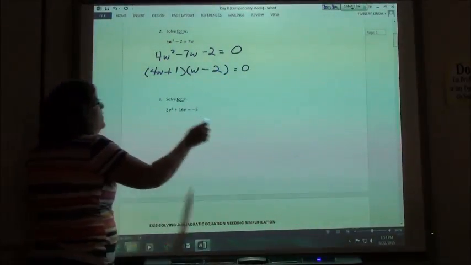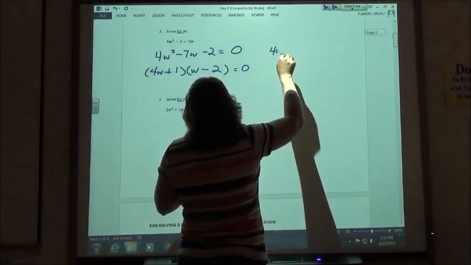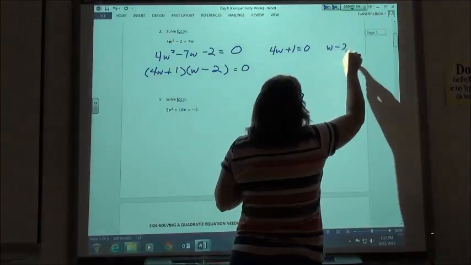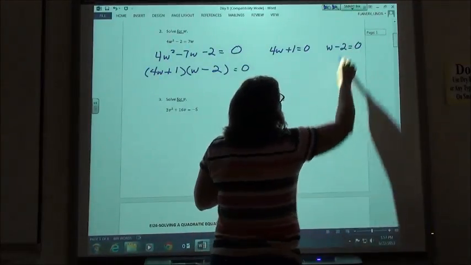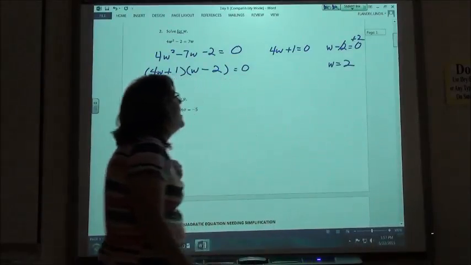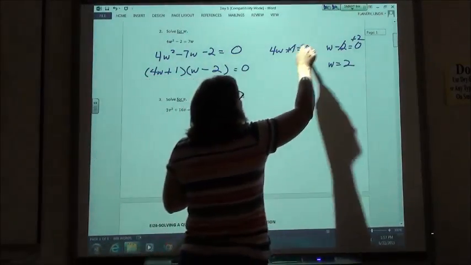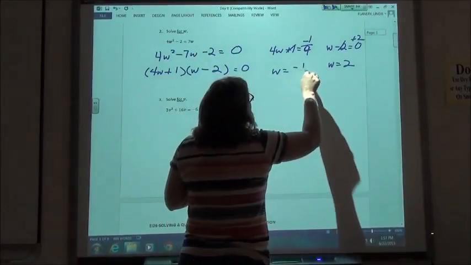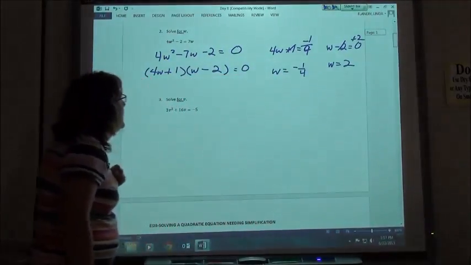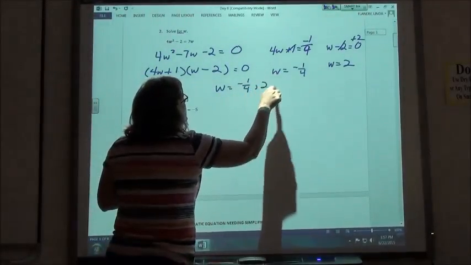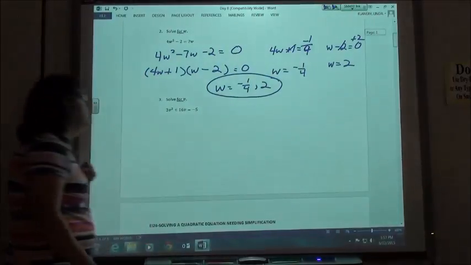And so, either the 4w plus 1 equals 0, or the w minus 2 equals 0. That one's easy to solve. I just add my 2, so I get 2 for my answer. On the other one, I'm going to minus my 1, then divide by my 4, so w equals negative 1/4. And so my two answers, either negative 1/4 or 2, could be solutions.